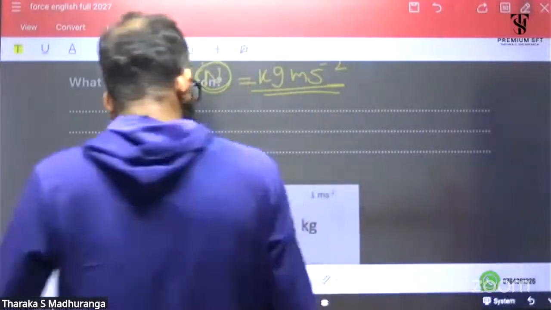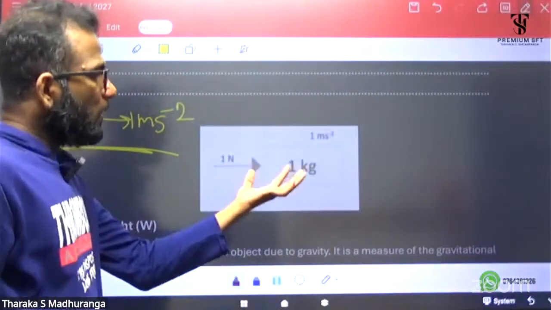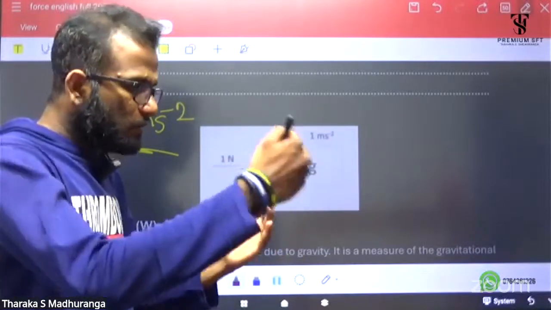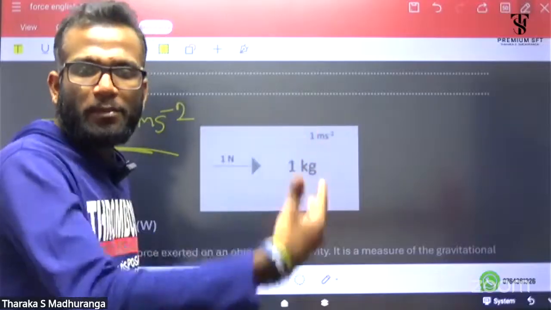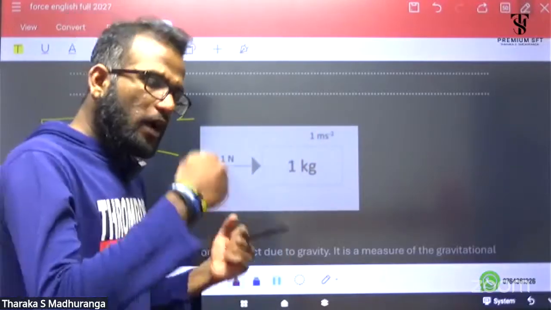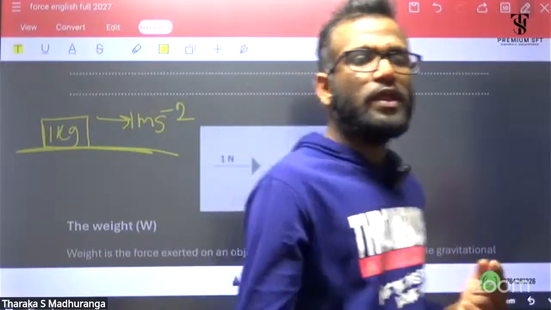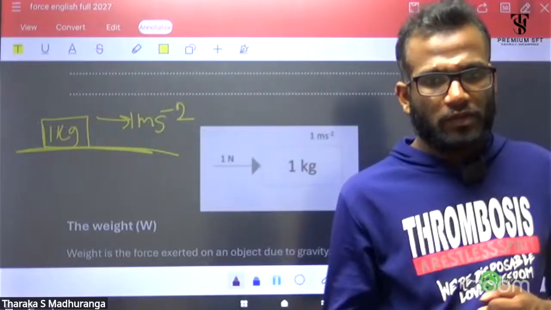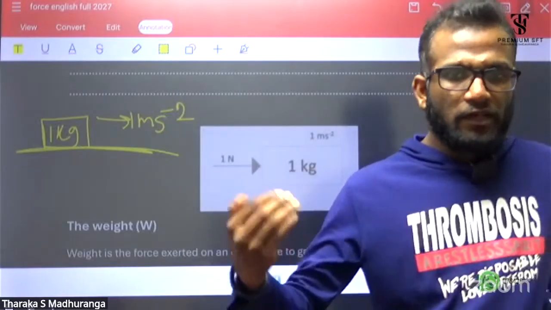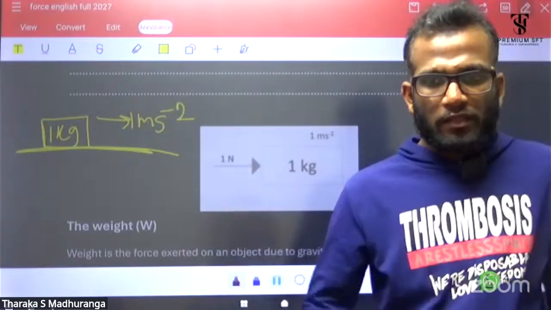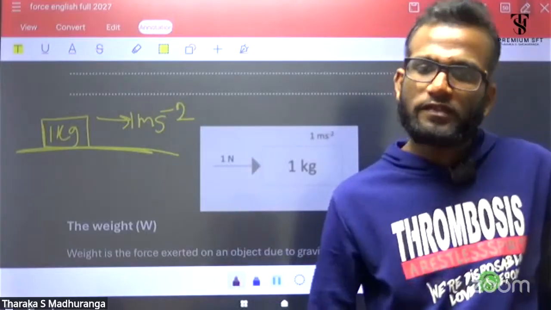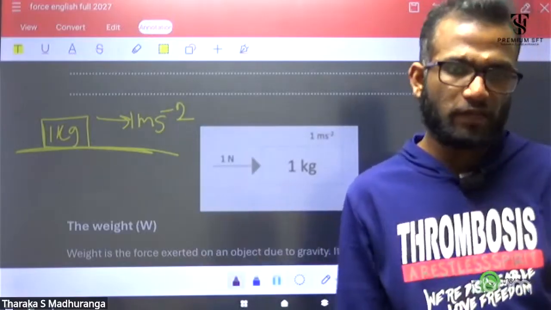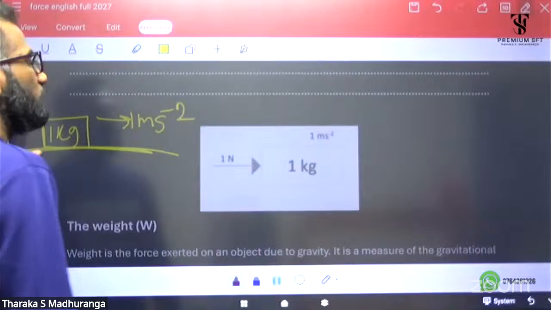What is given, right? 1 Newton equals the unbalanced force required to accelerate a 1 kilogram object by 1 ms minus 2 acceleration. Again, revise. What's the meaning of 1 Newton? The required unbalanced force to accelerate a 1 kilogram object at 1 ms minus 2 acceleration. Okay, this is the definition.